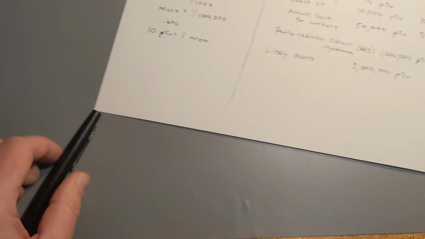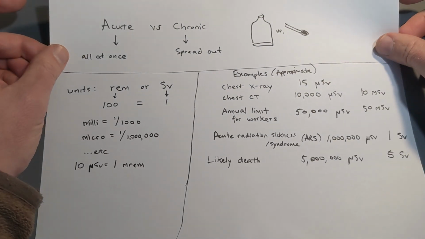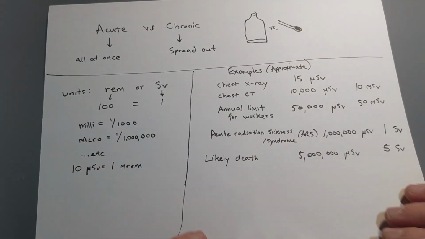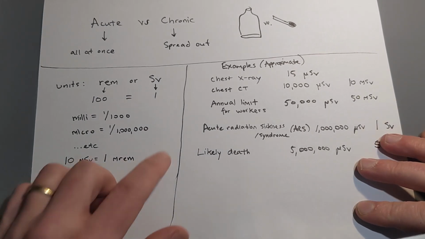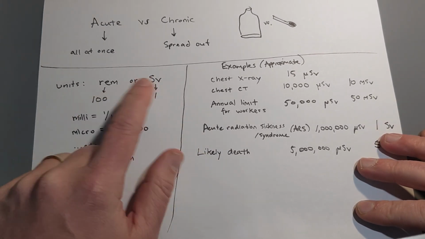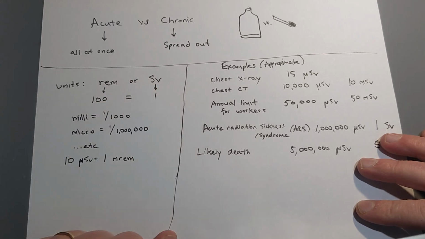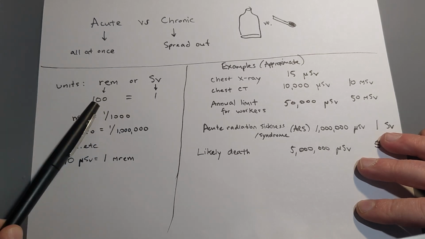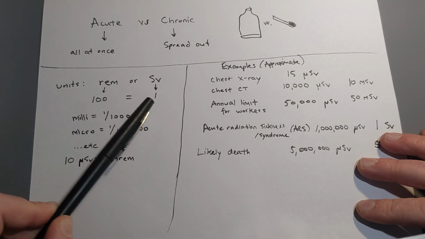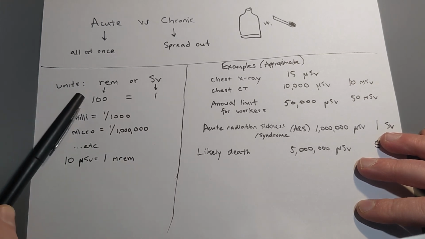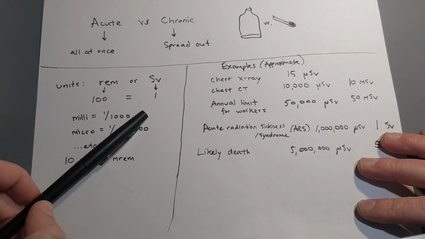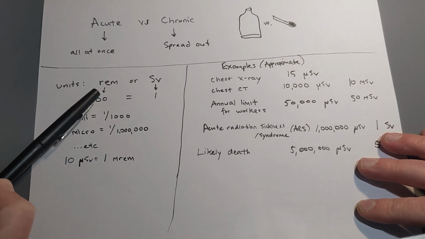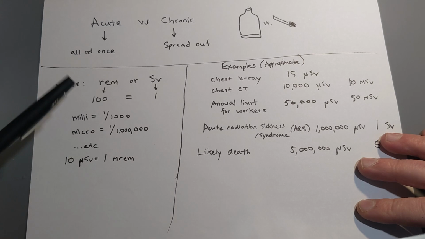Now I'm going to talk about a couple more details related to that, and one of those is acute versus chronic. I didn't really talk about the units, but rem and sievert are the whole body effective dose units we're going to be paying attention to. Most modern devices give you a dose rate or a dose in rem or sievert, and 100 rem is equal to 1 sievert. That's just a ratio. It's kind of hard to keep track of these because different ones are used in different situations. Rem is more often used in the US, sievert in the rest of the world.